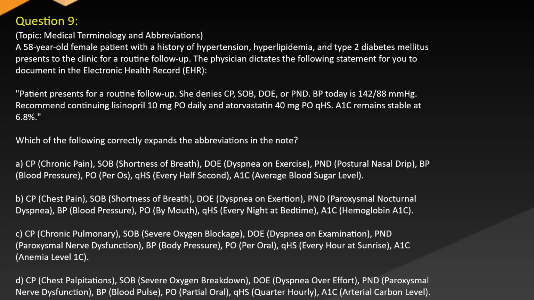D. CP, chest palpitations; SOB, severe oxygen breakdown; DOE, dyspnea over effort; PND, paroxysmal nerve dysfunction; BP, blood pulse; PO, partial or; QHS, quarter hourly; A1C, at carbon level.